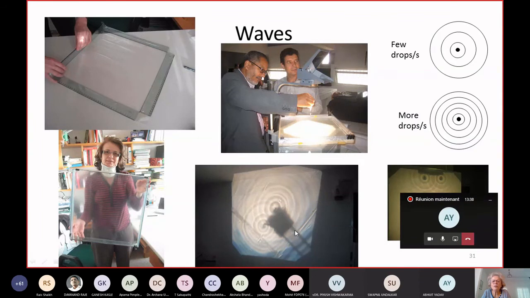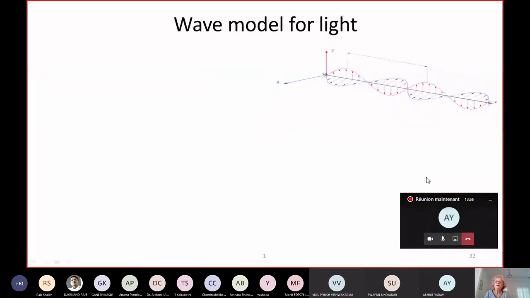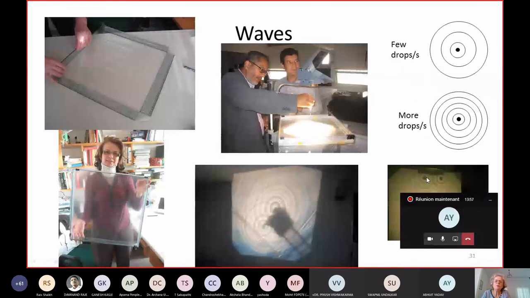Here I have a ruler with 2 pins at the end, and with this on the container I can make simultaneous ripples, and you can show them what interference is when it comes to water waves.